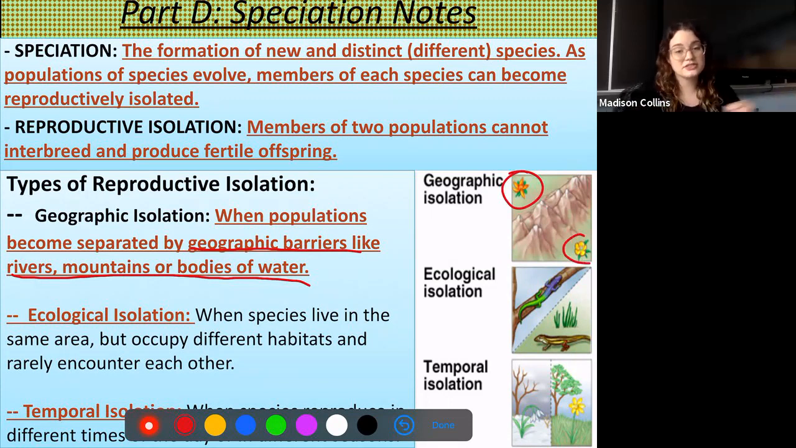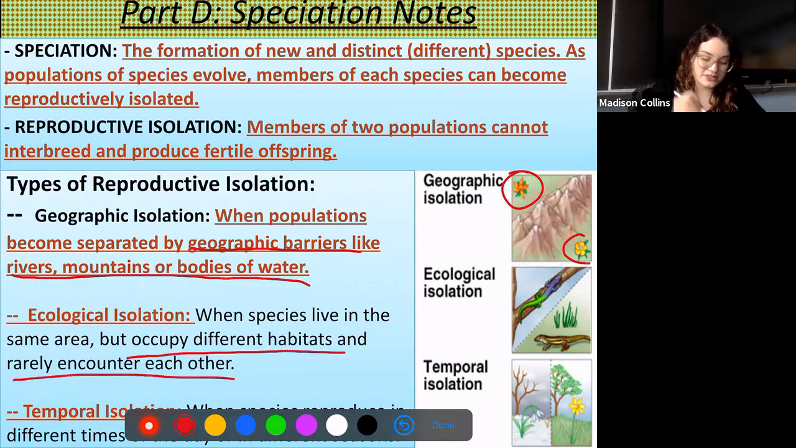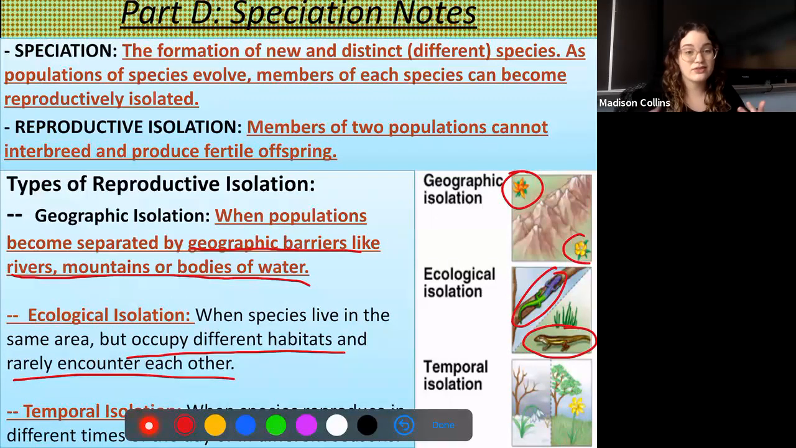We've also got ecological isolation, when species live in the same area but occupy different habitats and rarely encounter each other. So here we've got a species of lizard living in a tree. We've got another species of lizard living on the ground. These guys probably aren't going to come in contact with each other. And because of that, they're not going to be reproducing.